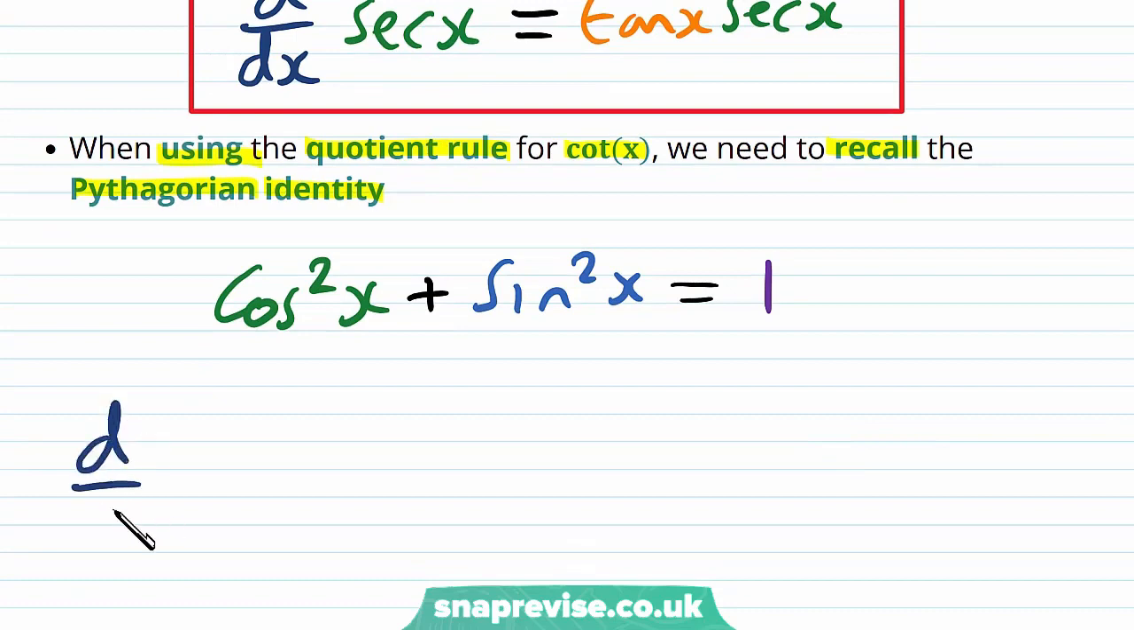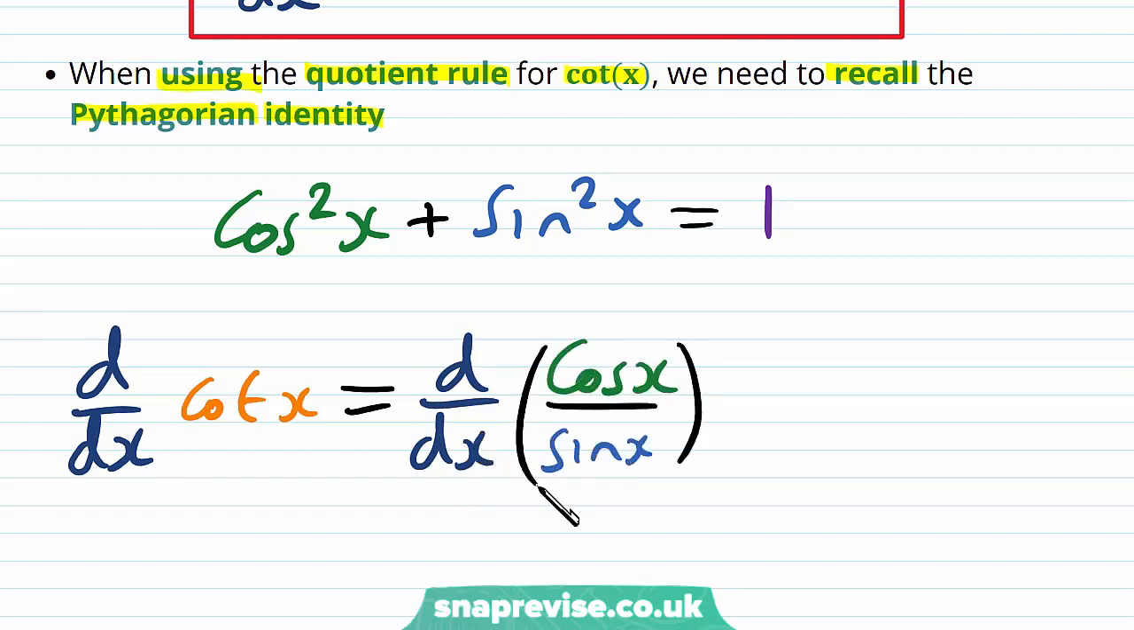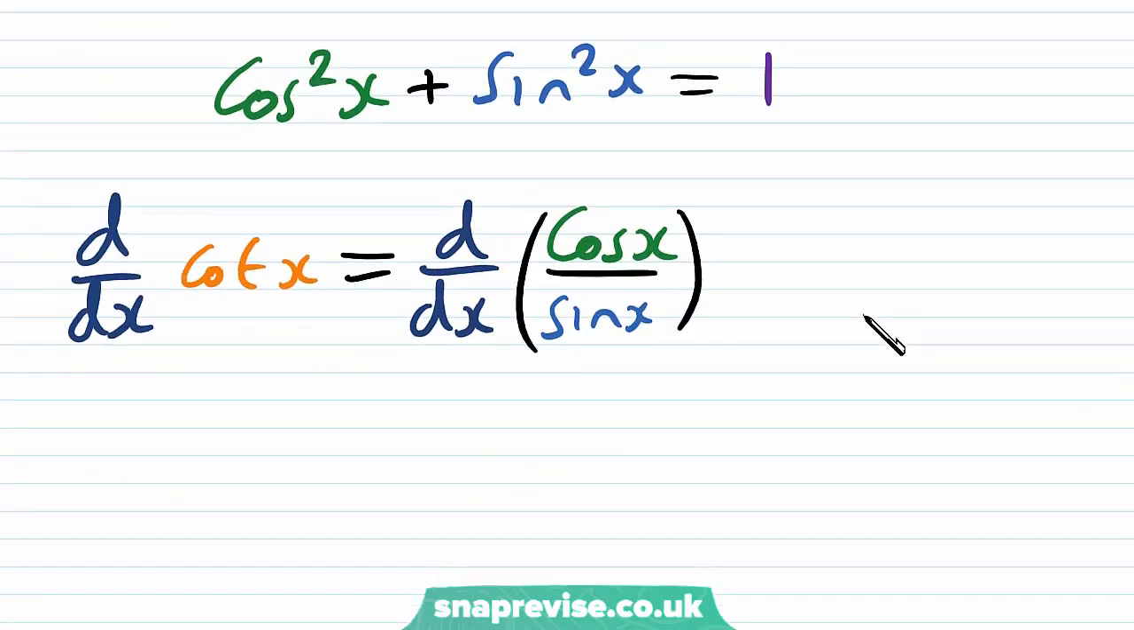So, when differentiating the cot of x, we can do so by differentiating the cosine of x divided by the sine of x, because that is an expression for cot of x. And then we can apply our quotient rule. A nice way to think about it is in terms of the numerator and the denominator.